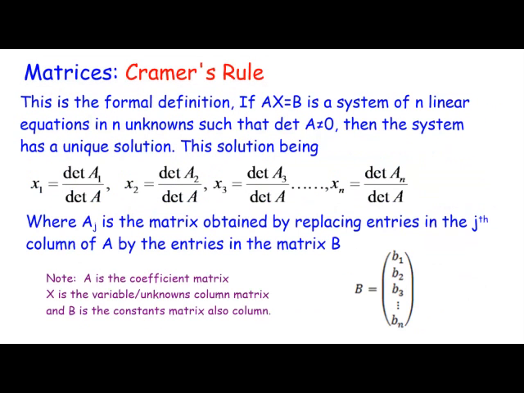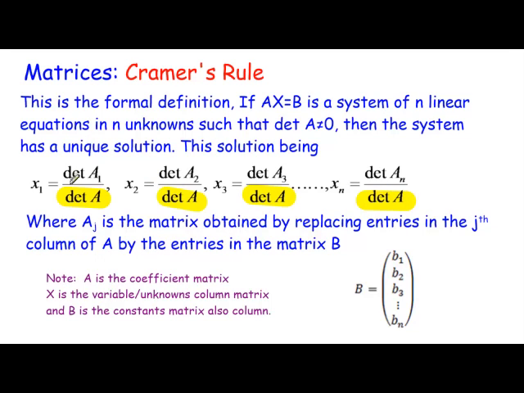Now, this is how it's said formally. You can see here we have Ax equals b, A being the coefficient matrix, x being the unknowns column matrix, and b being the constants matrix, also a column. Basically, you find the determinant of the coefficient matrix, det A, and everything is divided by det A.